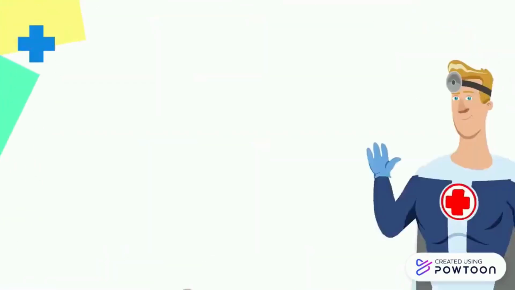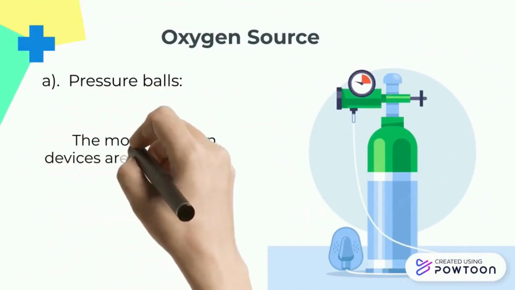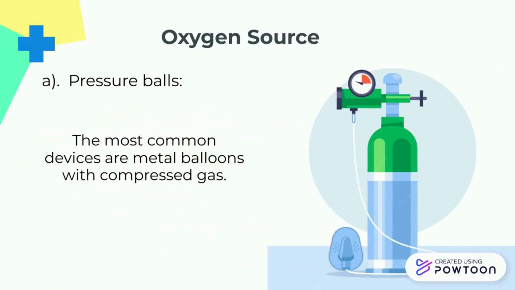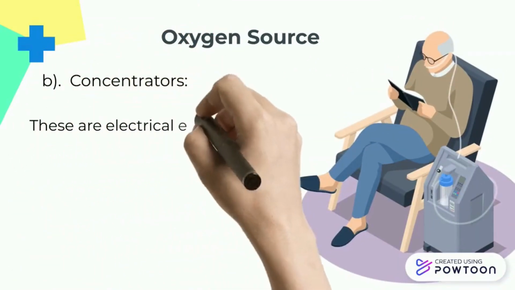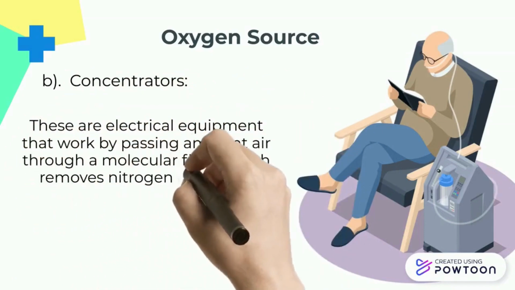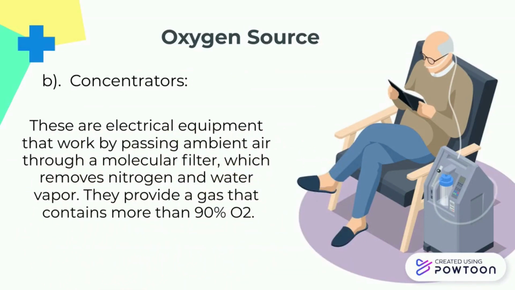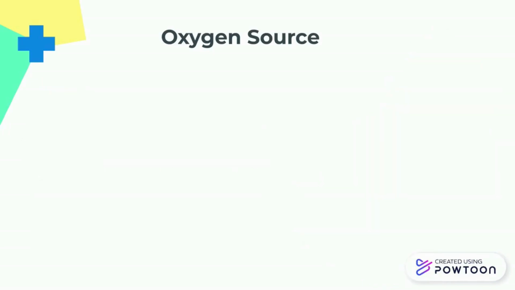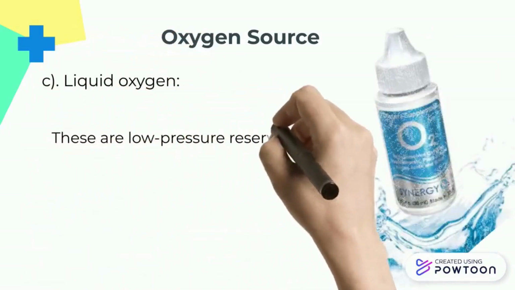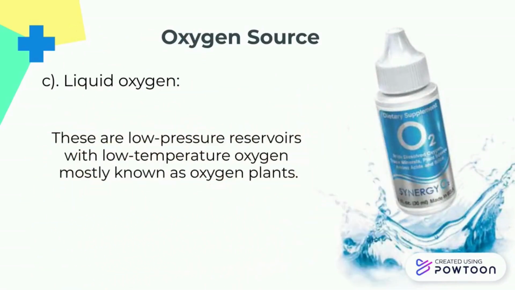Oxygen sources, with pressure valves. The most common devices are metal cylinders with compressed gas. Concentrators. These are electrical equipment that work by passing ambient air through a molecular filter which removes nitrogen and water vapor. They provide a gas that contains more than 90% oxygen. Liquid oxygen. These are low pressure reservoirs with low temperature oxygen, mostly known as oxygen plants.